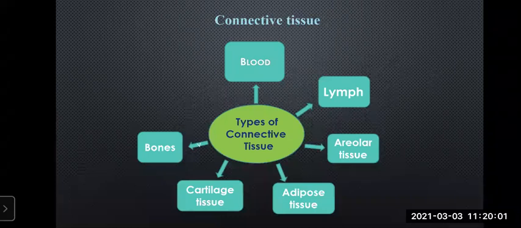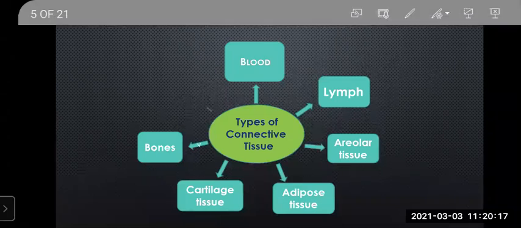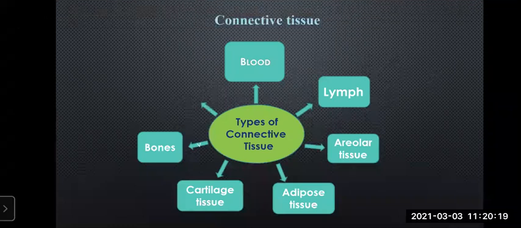If we talk about the larger bones, the hollow bones, in that bone marrow is present. That bone marrow helps in the production of different types of cells, that is RBCs and WBCs. So bone helps in protecting the vital tissues or the organs.